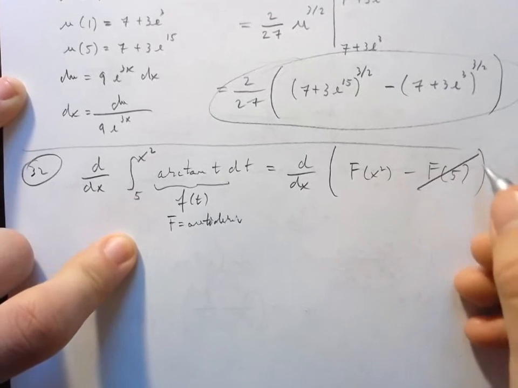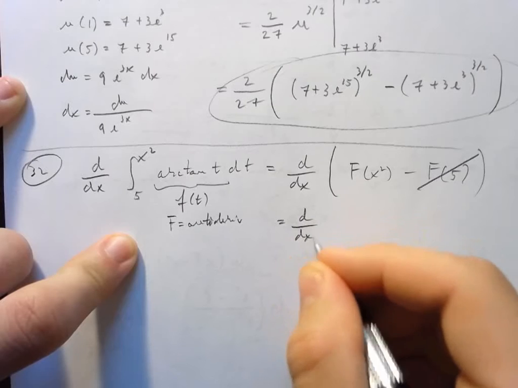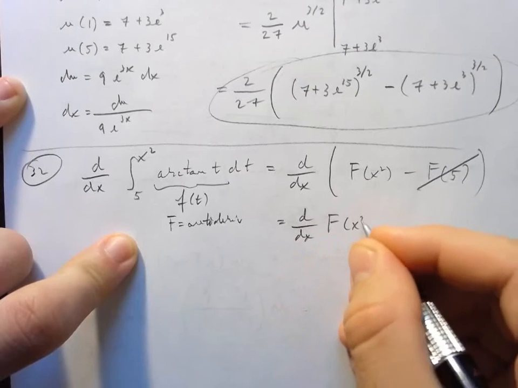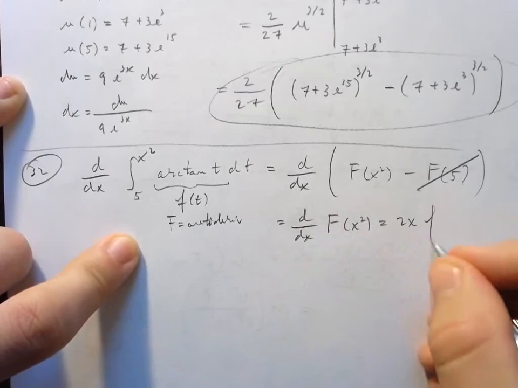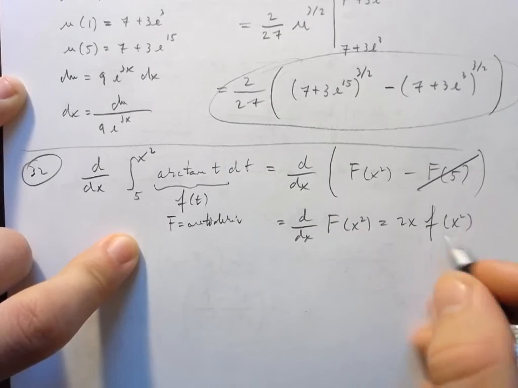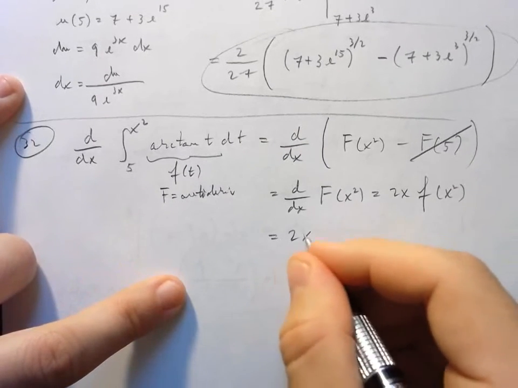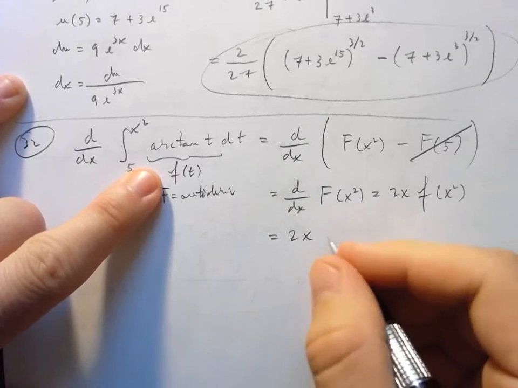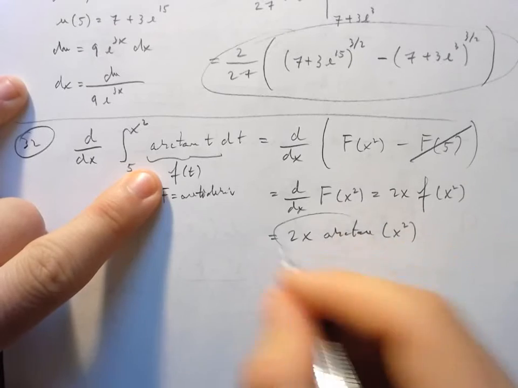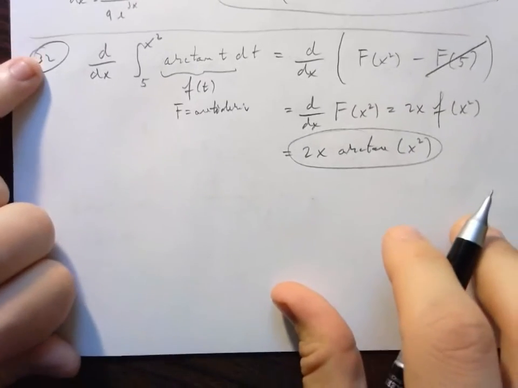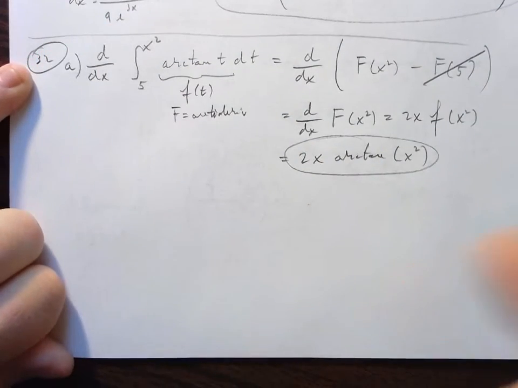This is just a constant, so its derivative is 0, and I'm just left with d dx of capital F of x squared. So this is going to be 2x little f of x squared, right? The 2x comes from chain rule. I know what little f is, that's arctangent of x squared. So that's the answer. This was part A, let's quickly do part B and see what happens.